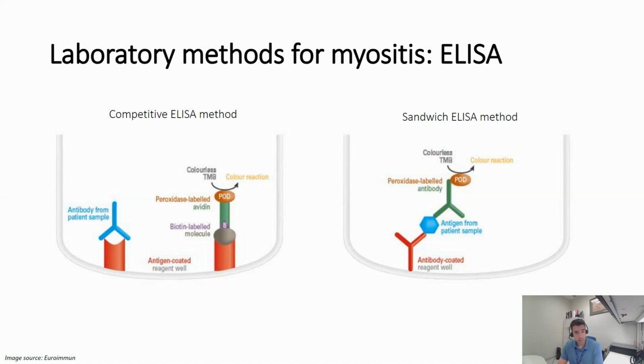In the sandwich ELISA method, we have an antibody-coated reagent well, that can be one of the autoantibodies associated with the inflammatory myopathy. So again, MDA5 or SRP. And then you have an antigen from your patient sample. This is all done in one step, where you then add your detection antibody, and you see a colored complex. So in this case, the signal will be proportional to the concentration of the antigen in the patient sample.